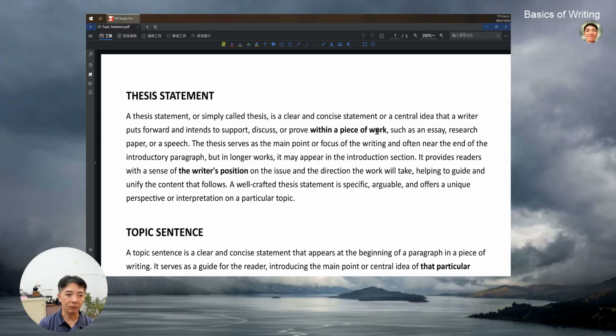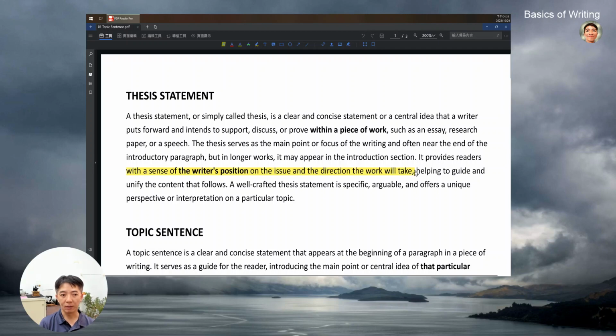important concept of writing. A thesis statement, or simply called thesis, is a clear, concise statement or central idea that the writer puts forward and intends to support, discuss, or prove within a piece of work, such as an essay, research paper, or a speech. The thesis serves as the main point or focus of writing, often near the end of the introductory paragraph. But in longer works, it may appear in the introduction section. It provides the reader with a sense of the writer's position on the issue and the direction the work will take. So this is very important.